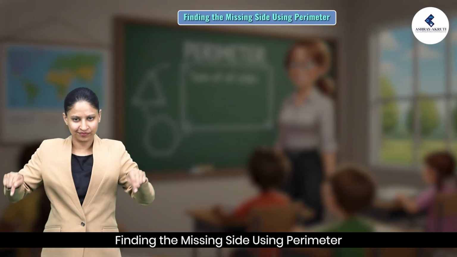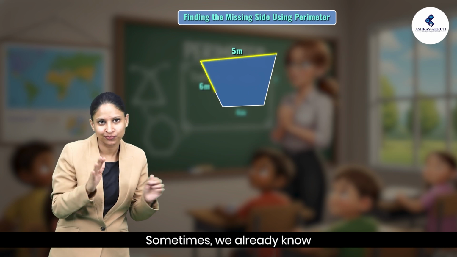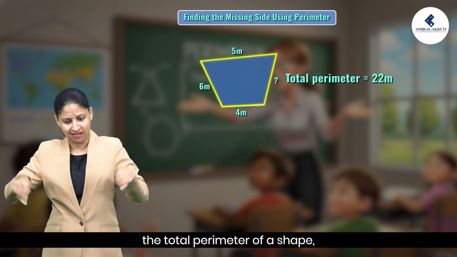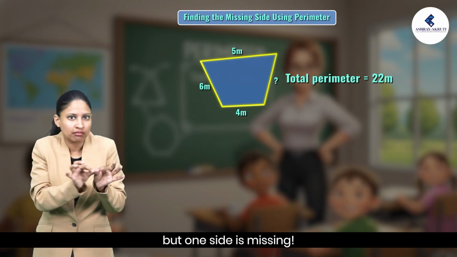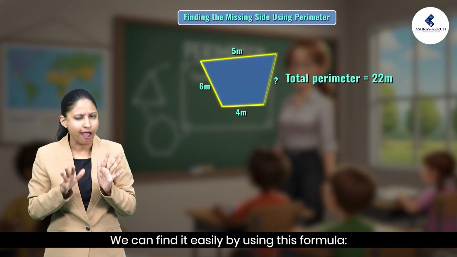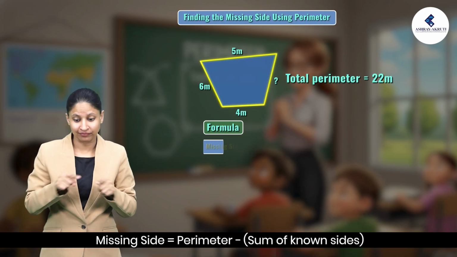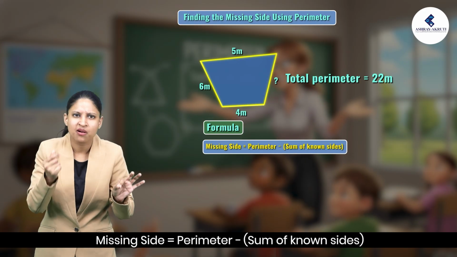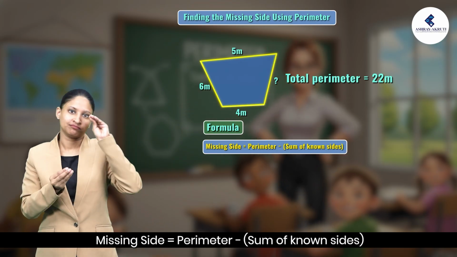Finding the missing side using perimeter. Sometimes we already know the total perimeter of a shape, but one side is missing. We can find it easily by using this formula. Missing side is equal to perimeter minus sum of known sides.